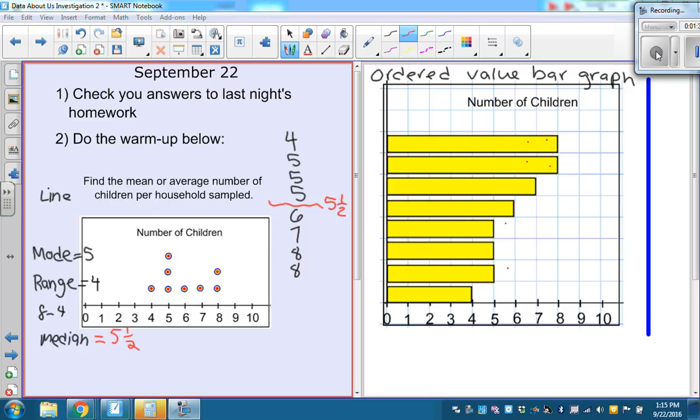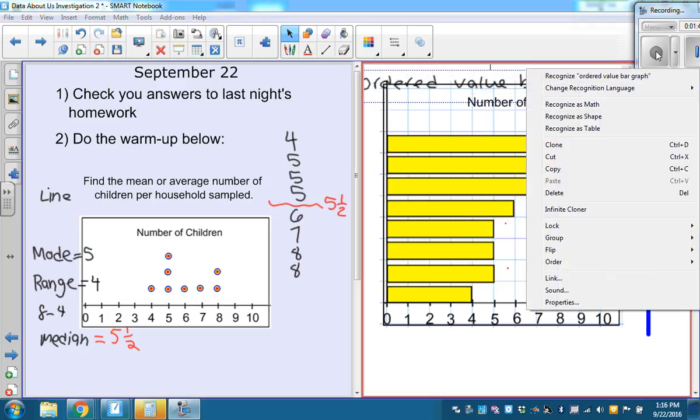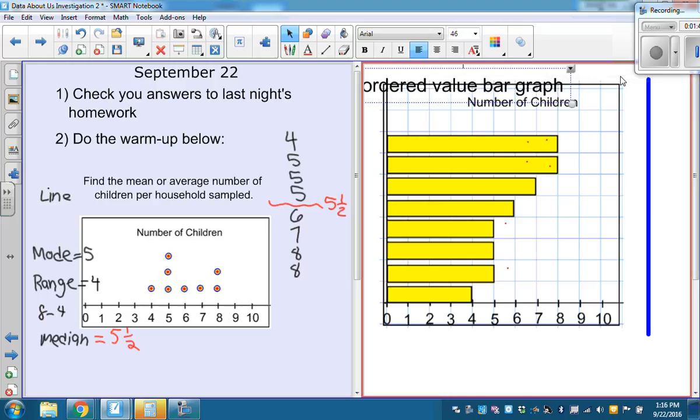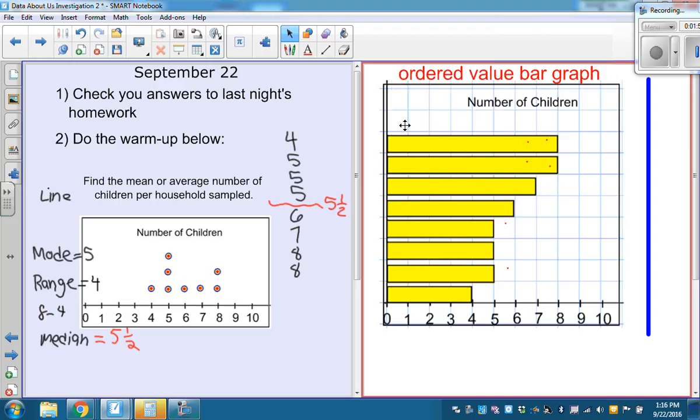But it's not great for the mean. And I know some of the grown-ups helped you with the mean, doing adding and dividing, but I want you to understand the concept of the mean using an ordered value bar graph. Okay, so let me do something here. Watch this. I can make this all pretty. Okay, that's an ordered value bar graph, and just to draw your attention to it, let's make it red.